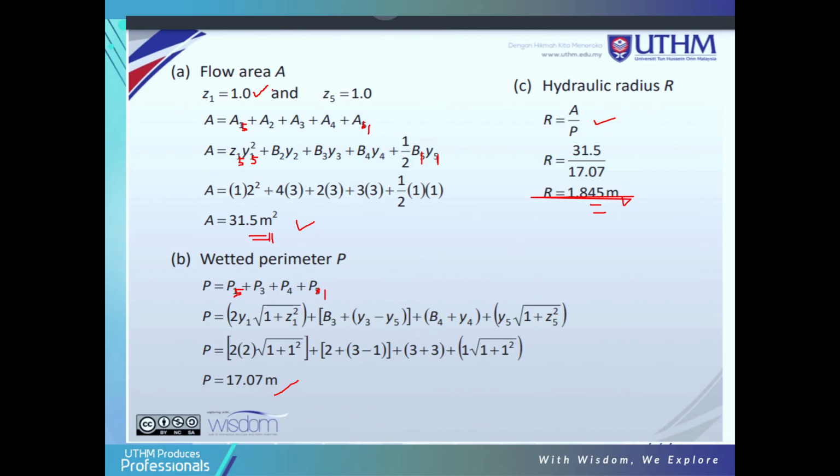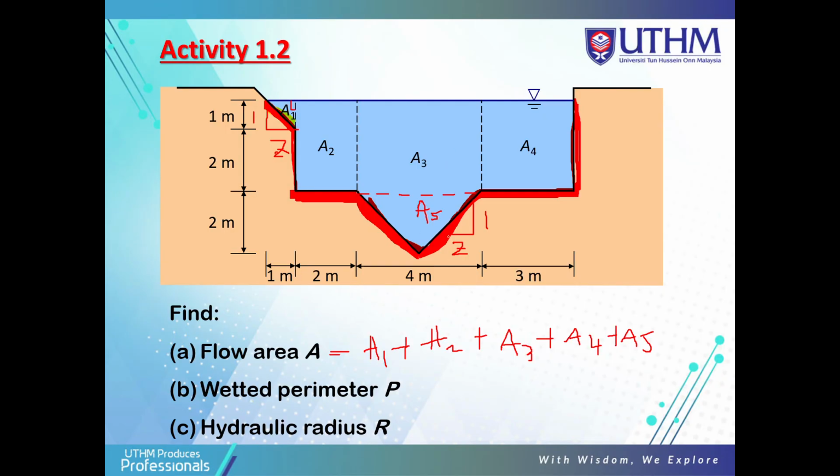For Z5 here, you know that 1 over Z is equal to 1 here, which is also the same as 2 meter. And the part here is also 2 meter, because this is divided by 2. This is 2 and this is 2, so you divide by 2. So the Z is also 2 here.